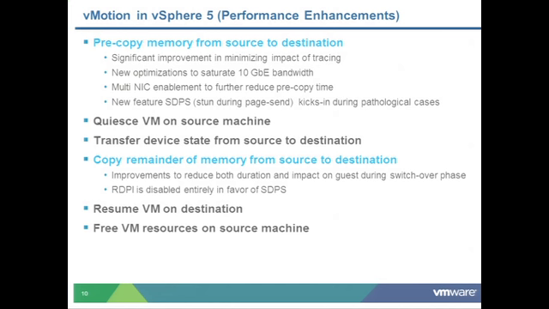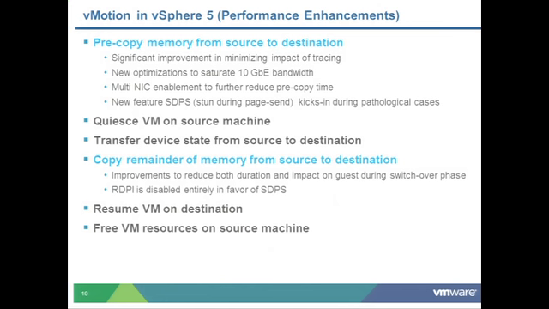Now, keep in mind, this only takes effect in cases where Precopy convergence would have failed before. So any sort of performance impact of SDPS is strictly limited to the cases where RDPI would have kicked in before. So really, if you have to reason about SDPS performance, you have to also consider how RDPI would have performed in ESX4.1.